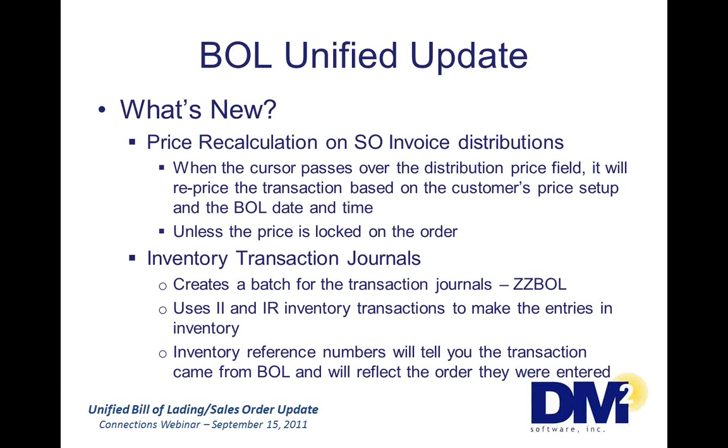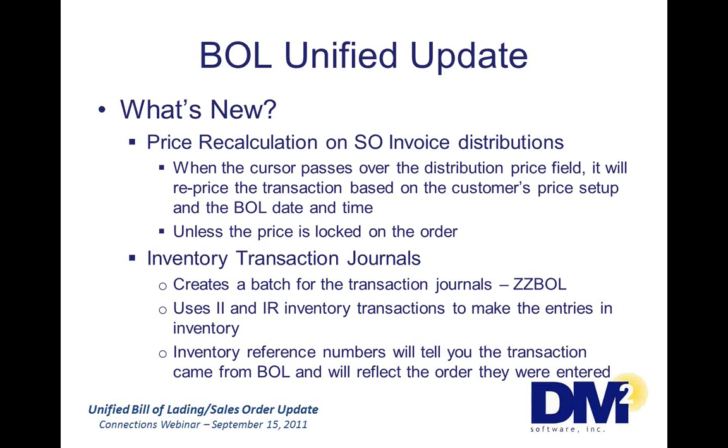Inventory transaction journals are going to be different in the bill of lading update now. With inventory now in the new business framework, you have the ability to batch when you enter inventory transactions through the inventory transaction entry screen. The unified update requires it, and it will create a batch for itself called the ZZBOL batch, and it enters the inventory transactions into it. It's a virtual batch that only exists at the time you are updating. If you cancel out of the bill of lading update, the ZZBOL batch will go away.